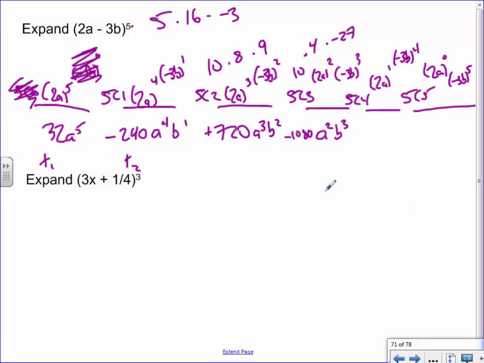Okay, I'm going to have to go down because I'm running out of room here. The next term, I need 5 choose 4, which I know is 5. I need 2 to the 1, which is 2. And I need whatever minus 3 to the 4 is. So that's 81. 81 times 10, that should give me 810. And then that's the coefficient. Then the letters, you need 1A and 4 B's.